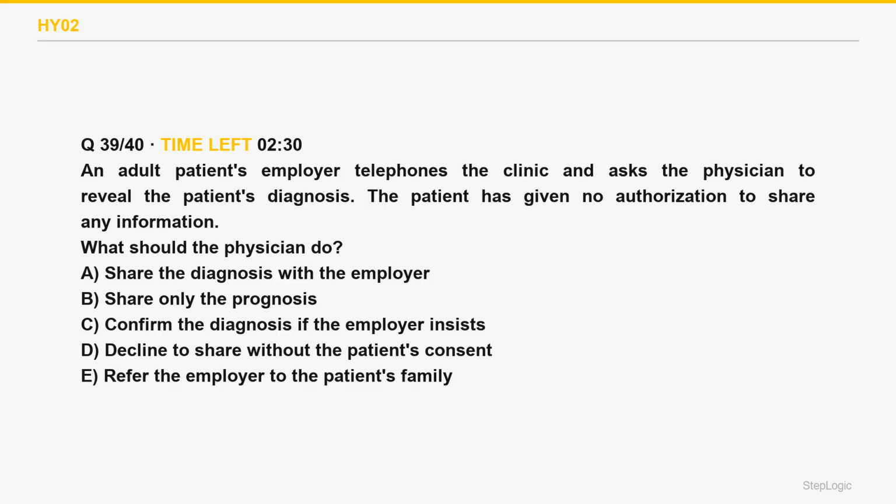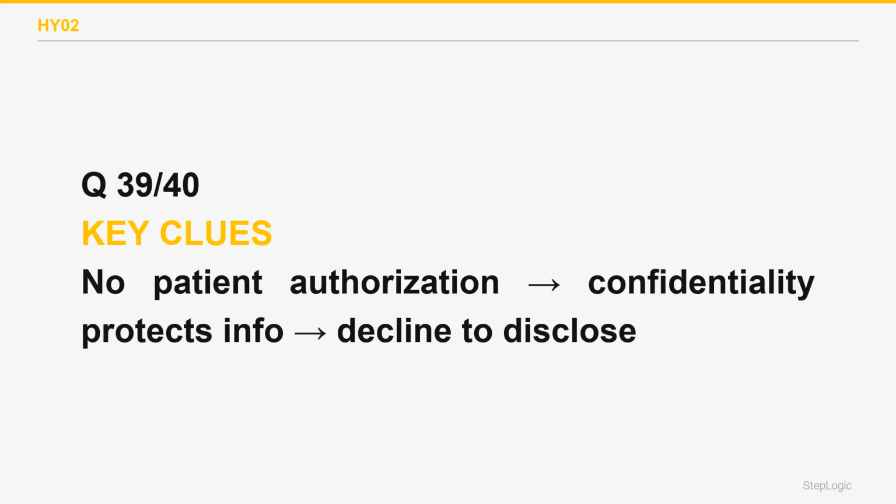What should the physician do? An adult patient's employer telephones the clinic and asks the physician to reveal the patient's diagnosis. The patient has given no authorization to share any information. Read the command. A right action about a third-party request. Confidentiality holds unless the patient authorizes disclosure.